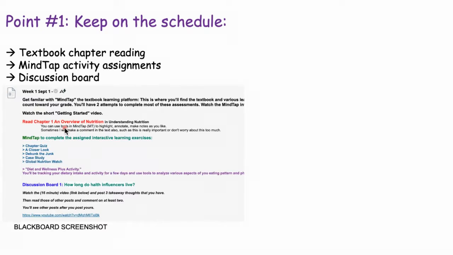Read chapter 1. This is an overview of nutrition chapter, important to give you a nice big picture of what we're covering in this course and this textbook. We'll mention something about the textbook in a moment. MindTap is Cengage's learning platform. Cengage is the publisher of this textbook. We've been using it about 2.5 years or so, and we're getting familiar with it more.